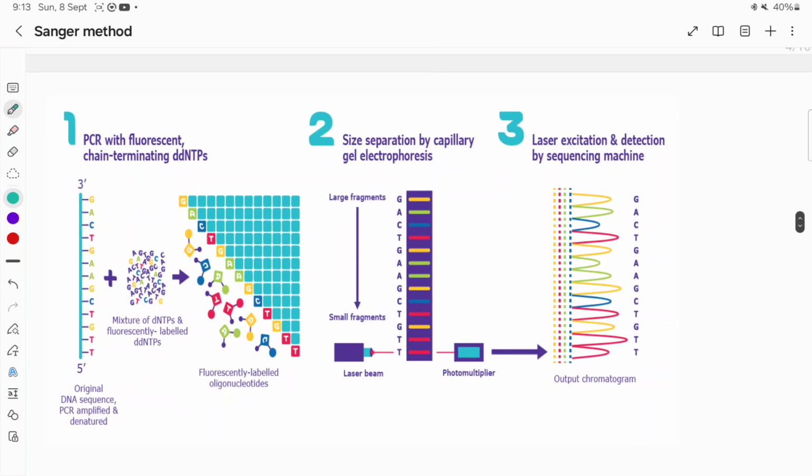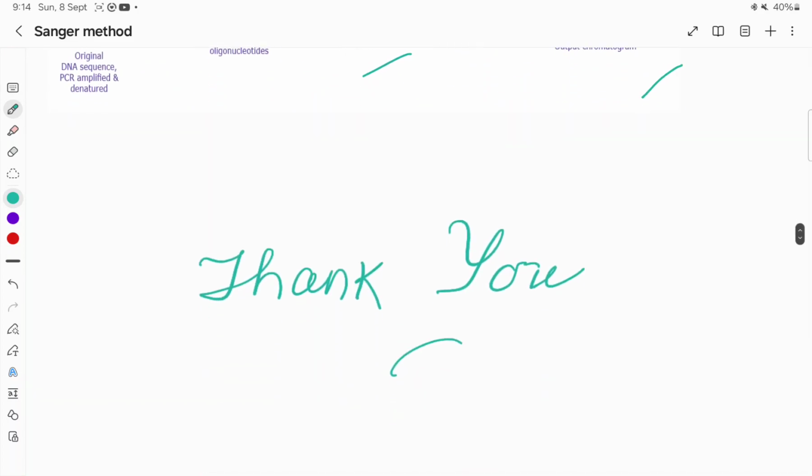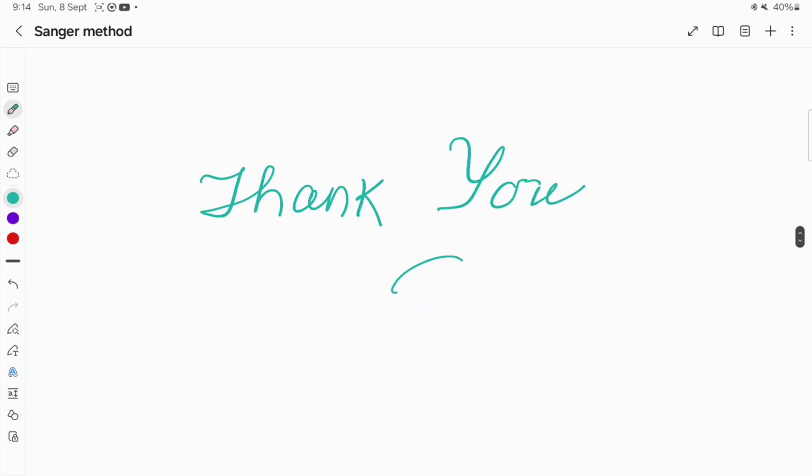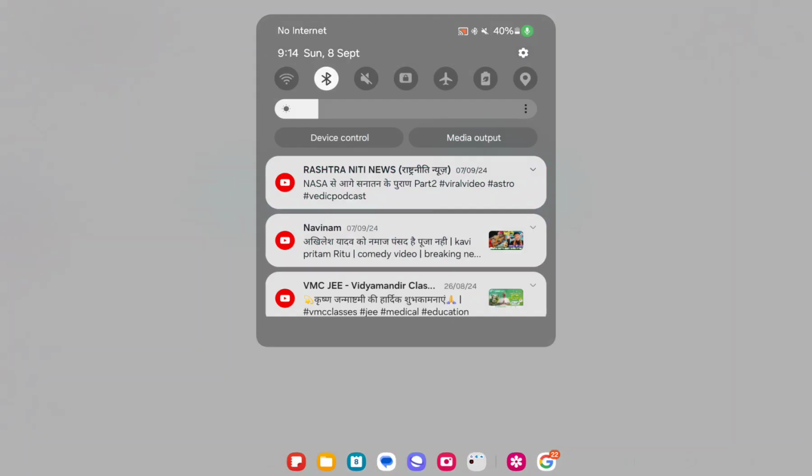Let us summarize. The first step is PCR with fluorescent chain terminating dideoxynucleotide triphosphates. The second step is size separation by gel electrophoresis, and the third step is laser excitation and detection by sequencing. This is all about the dideoxy chain terminator method. In the next class we will study the chemical method of gene sequencing. Thank you.